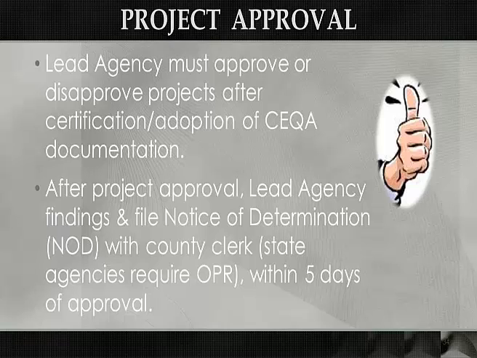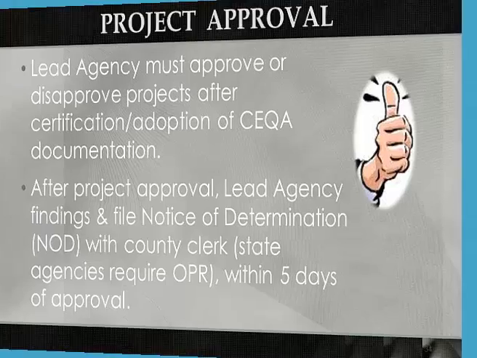Local agencies are required to file their notice of determination with the county clerk. State agencies are required to file their notices of determination with OPR, with the state clearinghouse, and it all has to happen within 5 days of approval. Some local lead agencies, if there's state agency involvement, also have to file their NODs with the state clearinghouse. So you may see multiple notices of determination for a single project if you've got multiple approvals occurring.